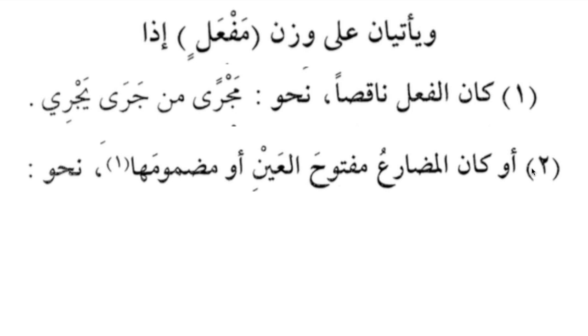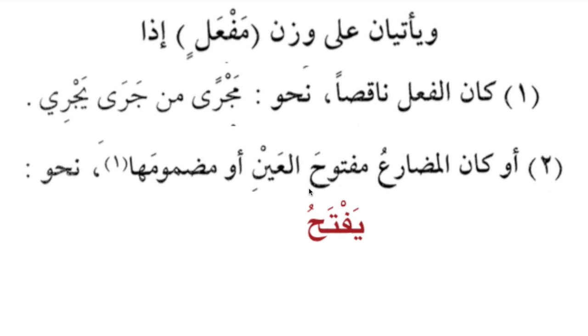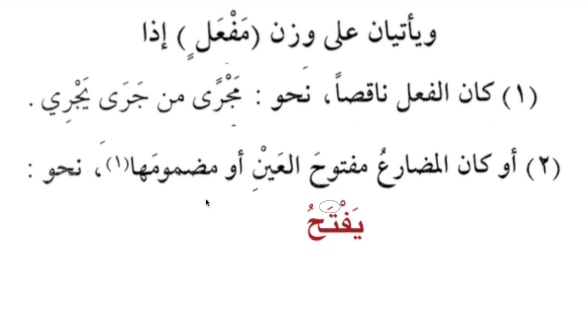The second condition for using maf'alin is أو كان المضارع مفتوح العين أو مضمومها. So what does it mean here? It means when the فعل in مضارع is maftuh al-ayn. On the ayn kalima, where the action takes place, if it has got fatha, for example yaftahu, where we got fatha on the ayn kalima, or madmumaha. Madmumaha means it has damma. For example, bab nasara, nasara yansuru.